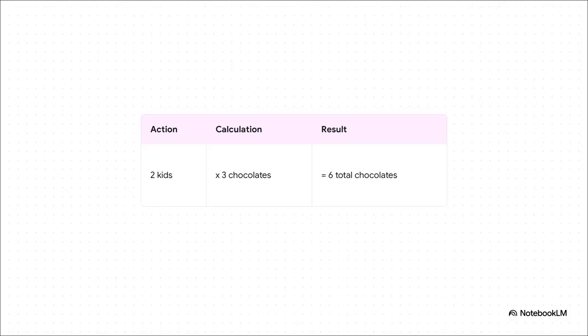And boom, here is that mathematical model in action. Instead of all that tedious counting, we just use one simple operation: multiplication. 2 kids times 3 chocolates equals 6. It's fast, it's efficient, and it perfectly models what's happening in reality.